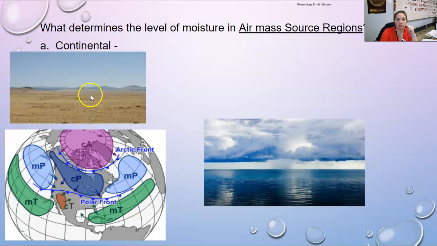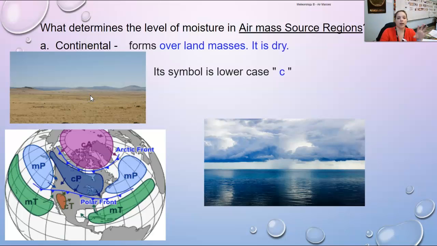First, you're looking at this. This looks pretty dusty, kind of dry. It's continental. So anywhere where there's a continent, it is going to be dry. That means the air mass forms over land, and it is dry. It is symbolized by a lowercase c. Continental, lowercase c. Very important what's upper or lower case.